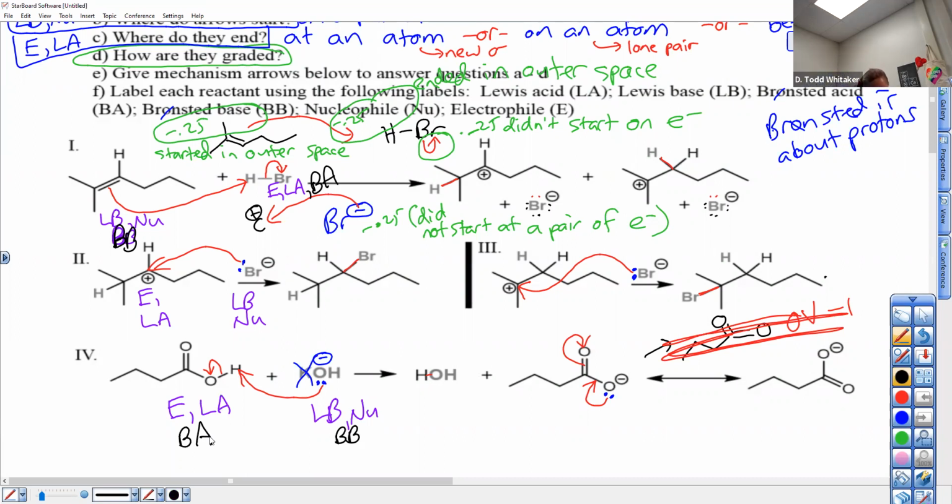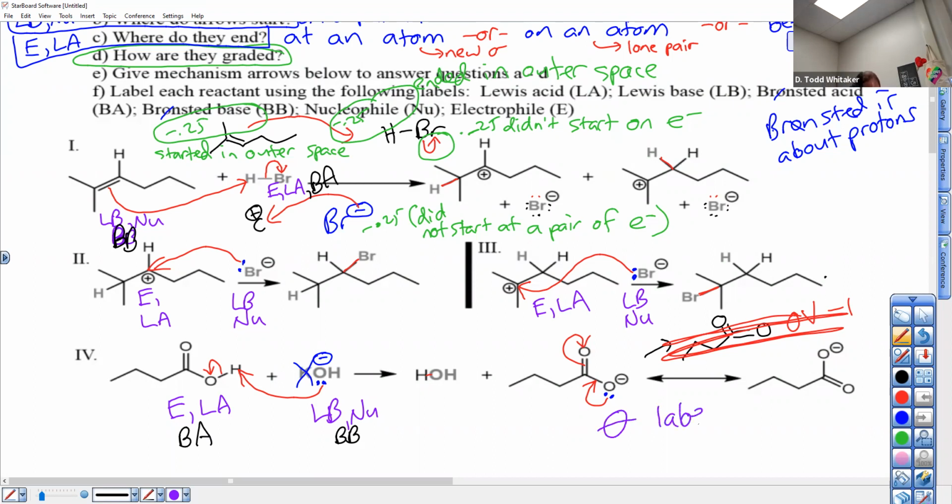And this one over here is a Lubnu. Oh, it's black. Lubnu and Ela. You're not attacking a proton. Don't put Bronsted.